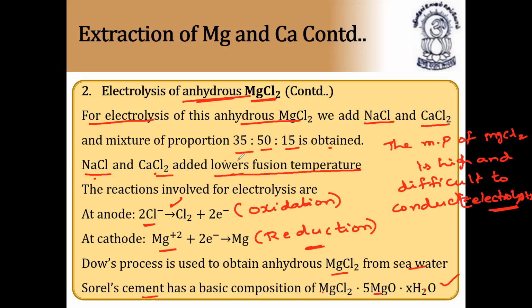After passing current, what happens? The magnesium chloride dissociates to form Mg2+ and 2Cl minus ions. Mg2+ gains 2 electrons and forms magnesium, which takes place at the cathode, and the process is called reduction. And Cl minus ions go to the anode, lose electrons and form chlorine gas, and the process is called oxidation. So losing of electrons is called oxidation, gaining of electrons is called reduction.